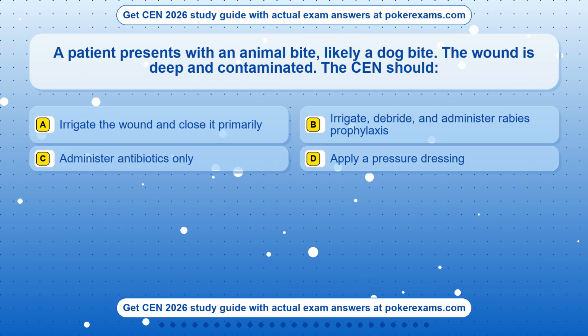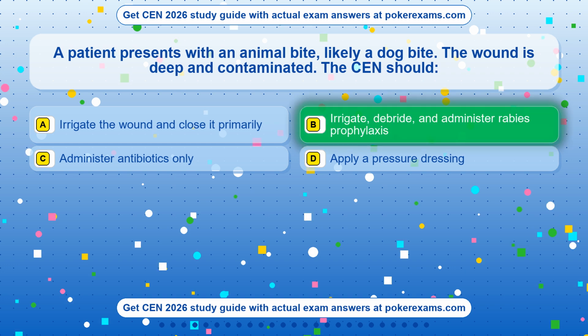Question 3. A patient presents with an animal bite, likely a dog bite. The wound is deep and contaminated. The CEN should: Option A. Irrigate the wound and close it primarily. Option B. Irrigate, debride, and administer rabies prophylaxis. Option C. Administer antibiotics only. Option D. Apply a pressure dressing.